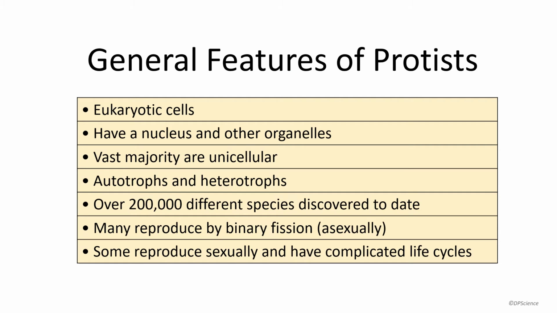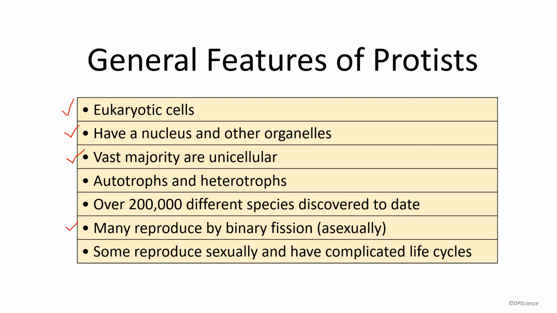So what are some general features of Protists? Well, they're eukaryotic cells. We can say that about every one of them, okay? So eukaryotic. We can say about every one of them that they have a nucleus and other organelles in their cells. We can make this generalization that a vast majority of them are unicellular. However, some are multicellular. We can say, and this is a really vague description, they're either autotrophs or heterotrophs. And you're kind of thinking, well, duh, so is everything. So they're not necessarily one or the other. We can say that. There's over 200,000 different species that have been discovered to date. And many of them reproduce by binary fission.